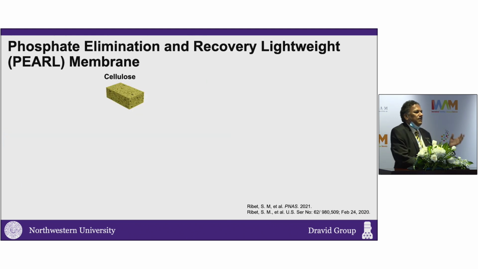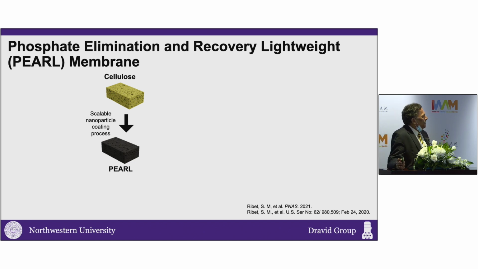Here now, instead of polyurethane, which repels water, we want water to pass through. So we use a cellulose base. All we do is dip coat it with a slurry. It gets there. All right. And we call it, student Stephanie called it a PEARL membrane. So every student needs to have an acronym. OHM was the oil, PEARL is phosphate elimination and recovery, a very lightweight membrane.